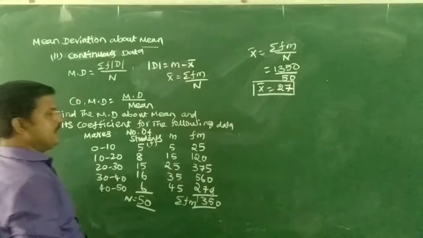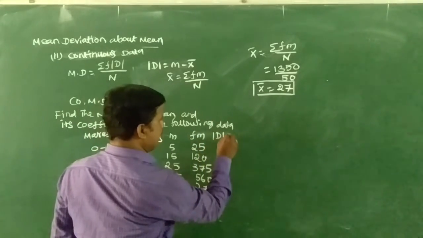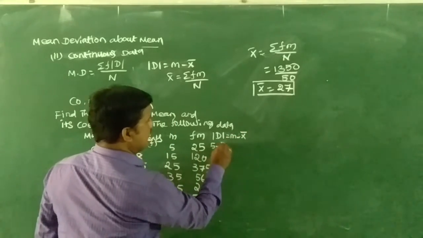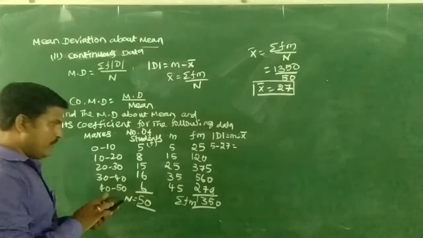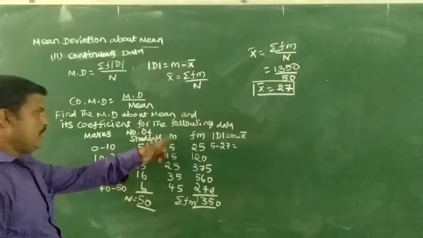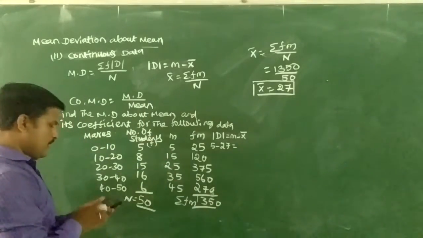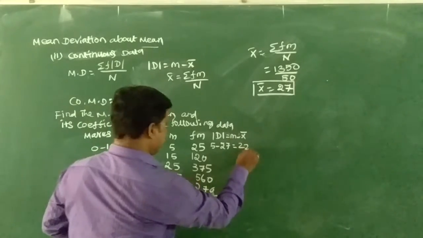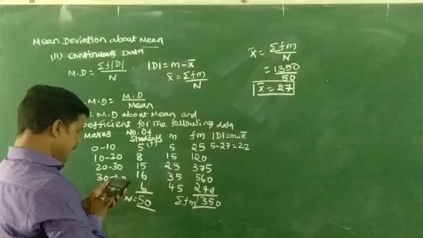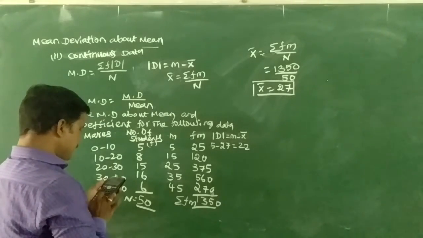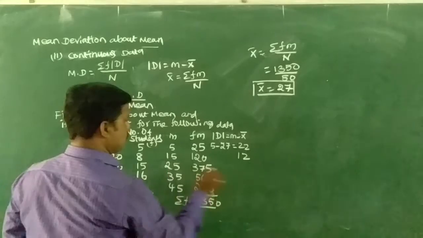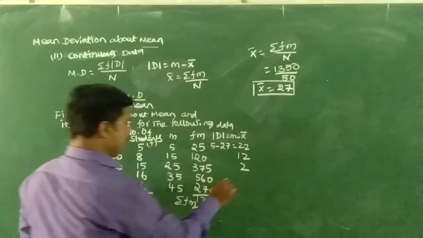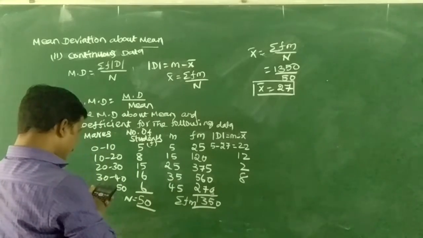So next take the modulus of d. Modulus of d equals m minus x bar. What is m? 5 minus x bar, which is 27. So you subtract the mean from all the midpoints. 5 minus 27, 22. Next 15 minus 27, 12. Next 25 minus 27, 2. Next 35 minus 27, 8. Next 45 minus 27, 18.